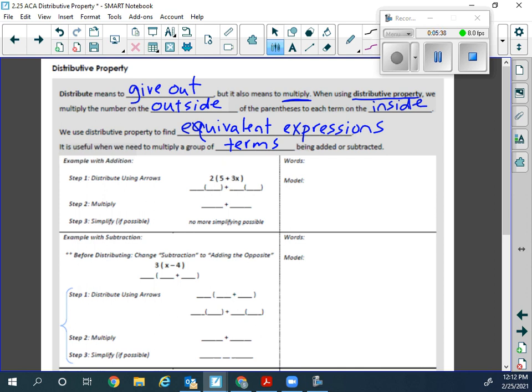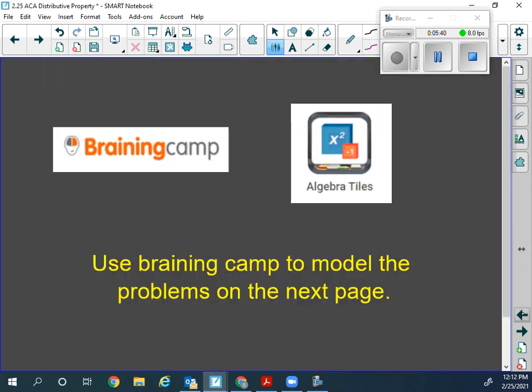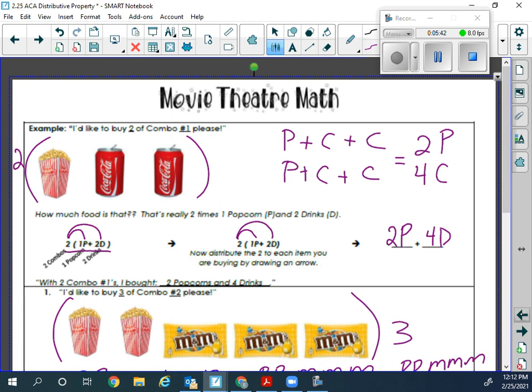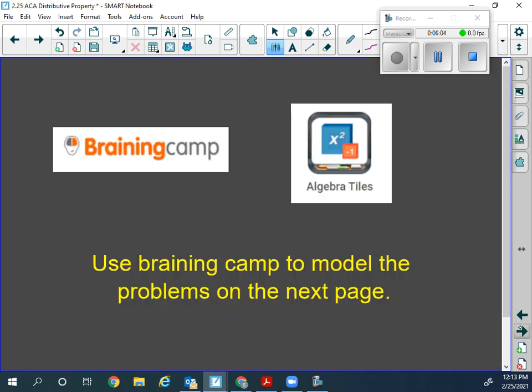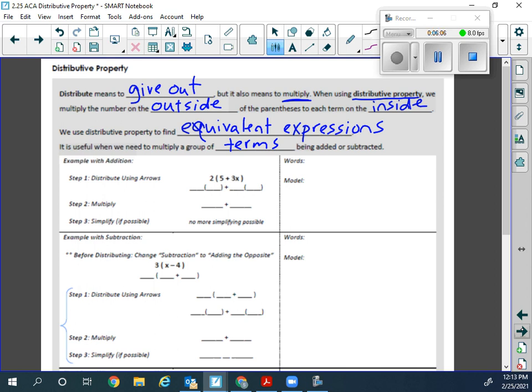You might be like, what do you mean a group of terms? Well, back here, when we're talking about like the popcorn and the Coke, these are two different terms, right? This is two different terms. I cannot combine them any further. Is everybody with me? I can't put popcorn and Coke together because they're separate. Does that make sense? Okay, so those are two different things. Okay? Okay, we're going to look at this first problem.